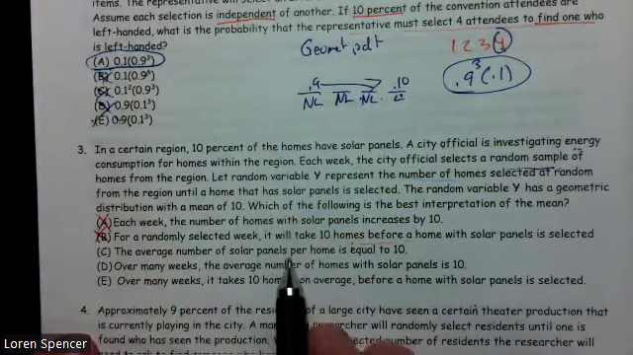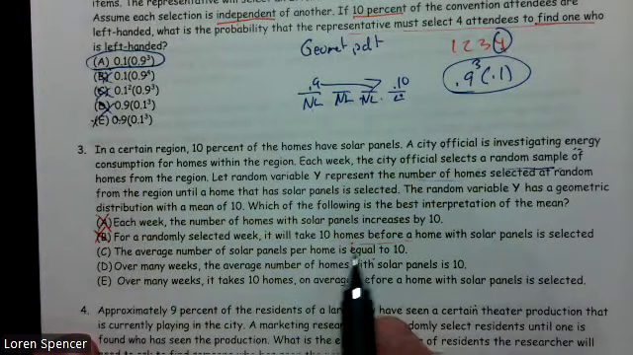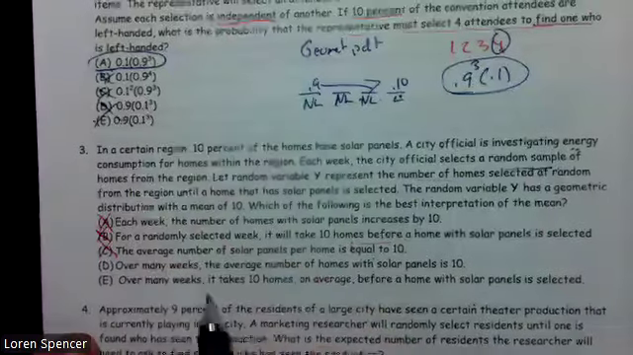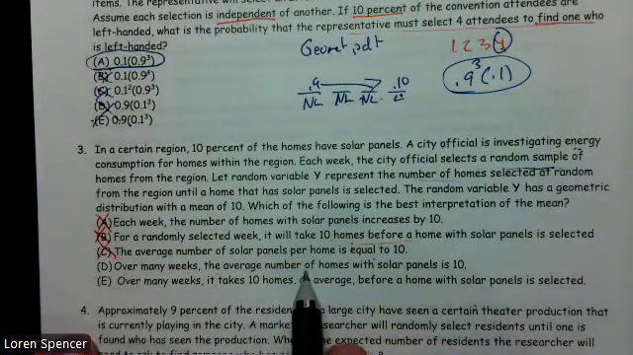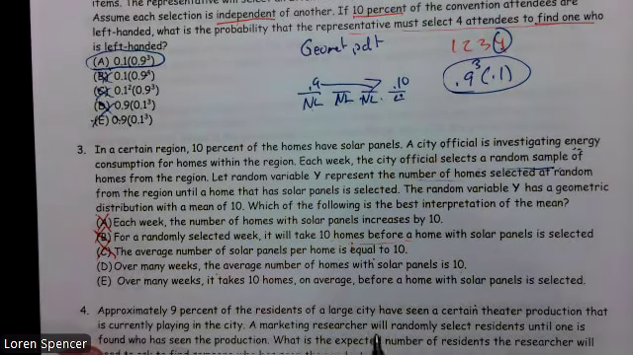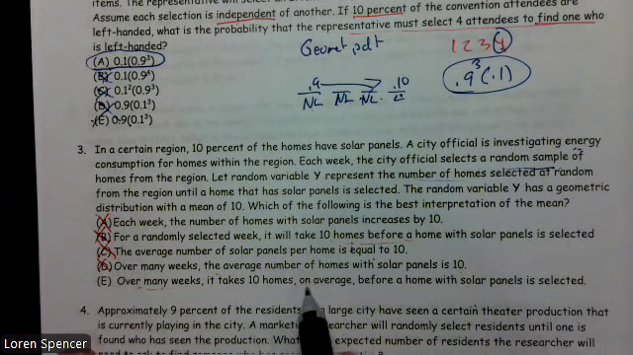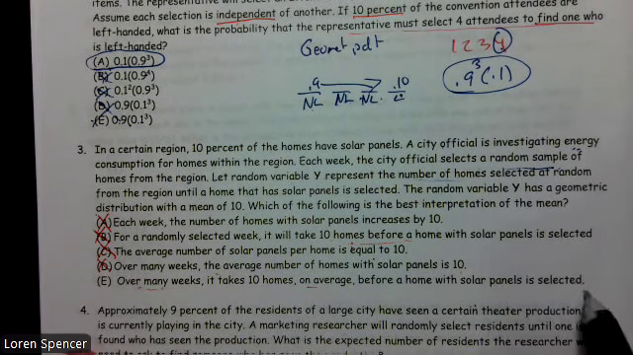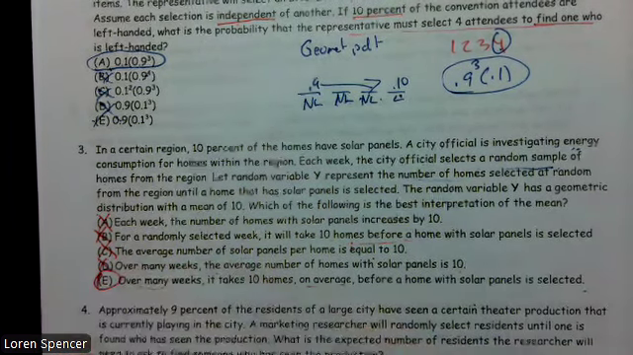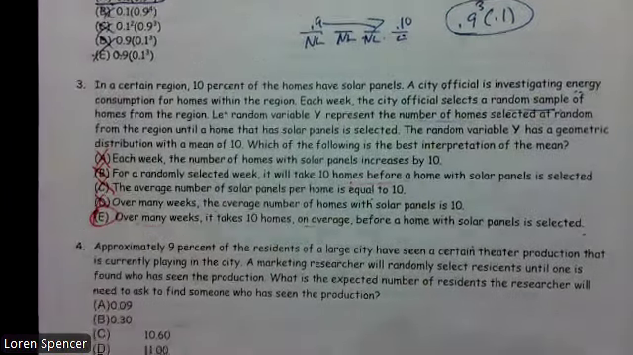The average number of homes per home is equal to 10? No, that has nothing to do with the question. Over many weeks, the average number of homes with solar panels is 10? No, we have to investigate 10 homes on average to find one with a panel. Over many weeks, so doing it over and over again, it takes 10 homes on average before a home with solar panels is selected. So our answer choice is E.